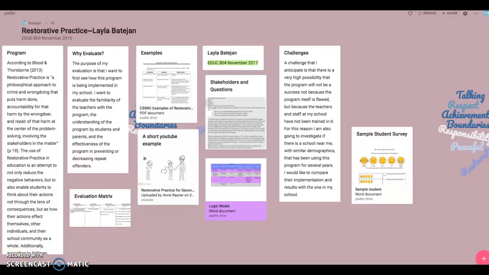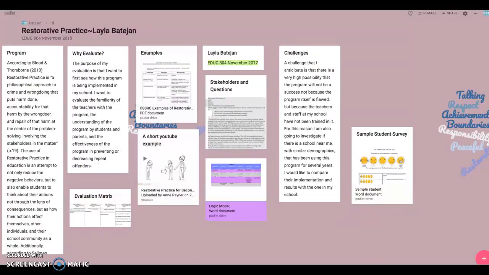I am going to be talking about my evaluation of restorative practice. Restorative practice is a way of disciplining that is not reactive but proactive. It encourages students to take responsibility for their actions, to be able to see how their actions affect others, and then have them come up with ways to rectify it.